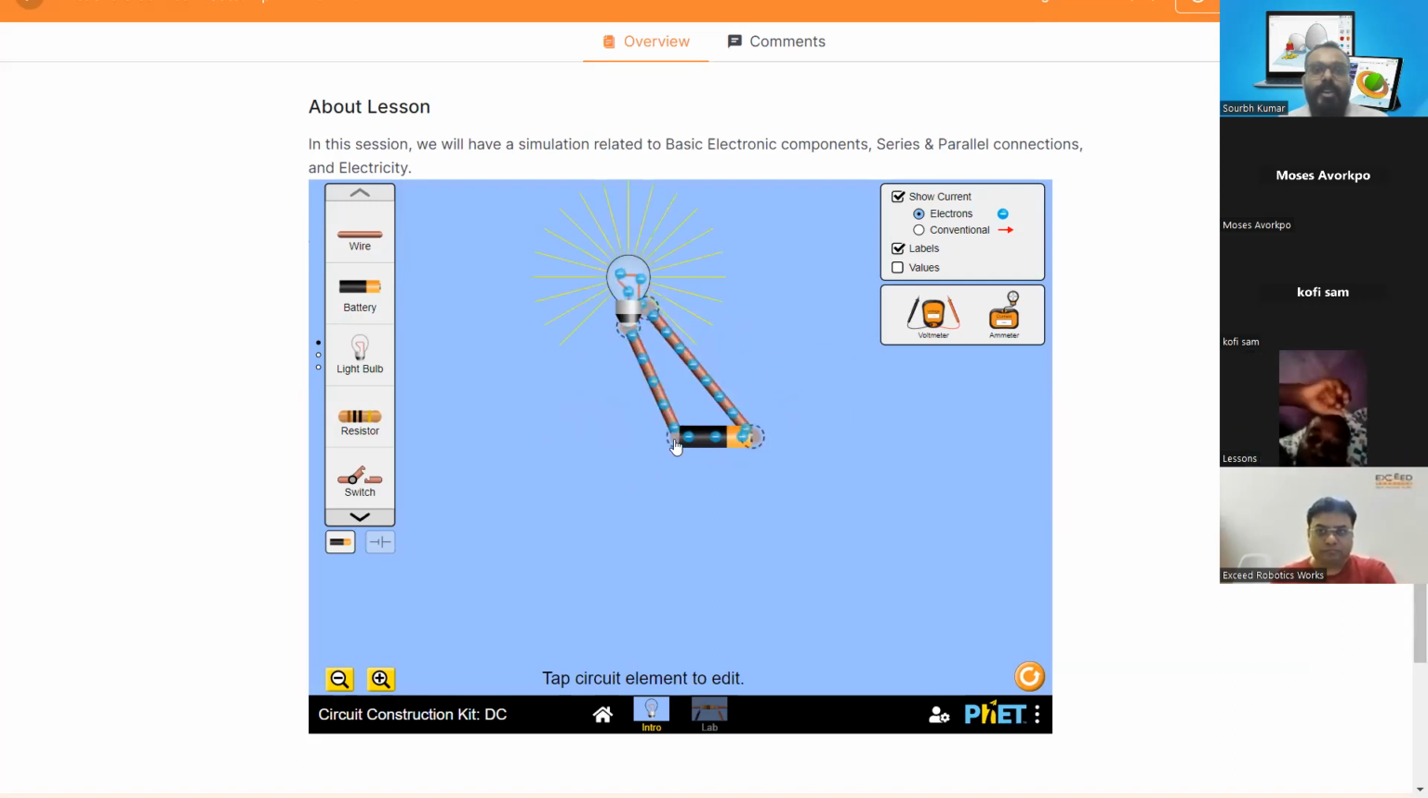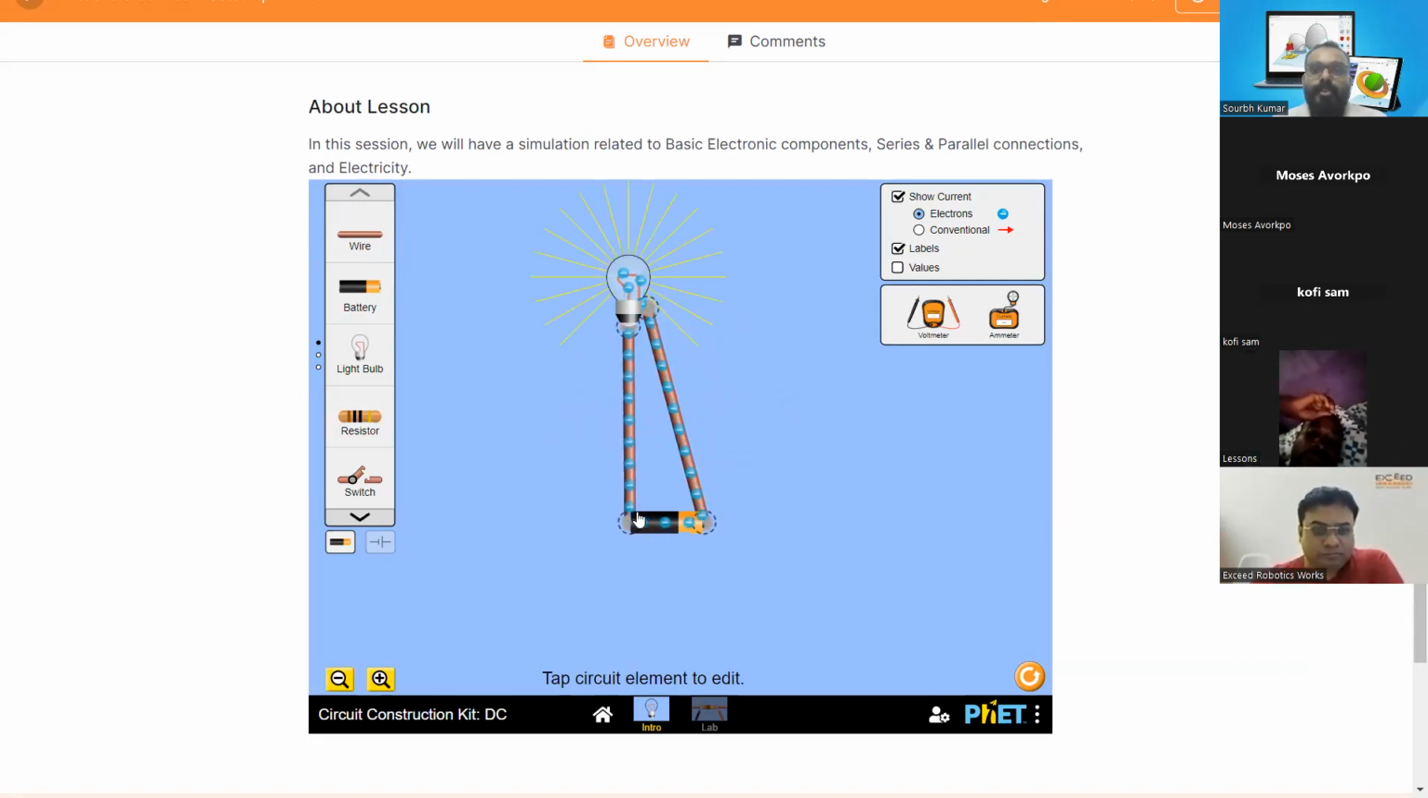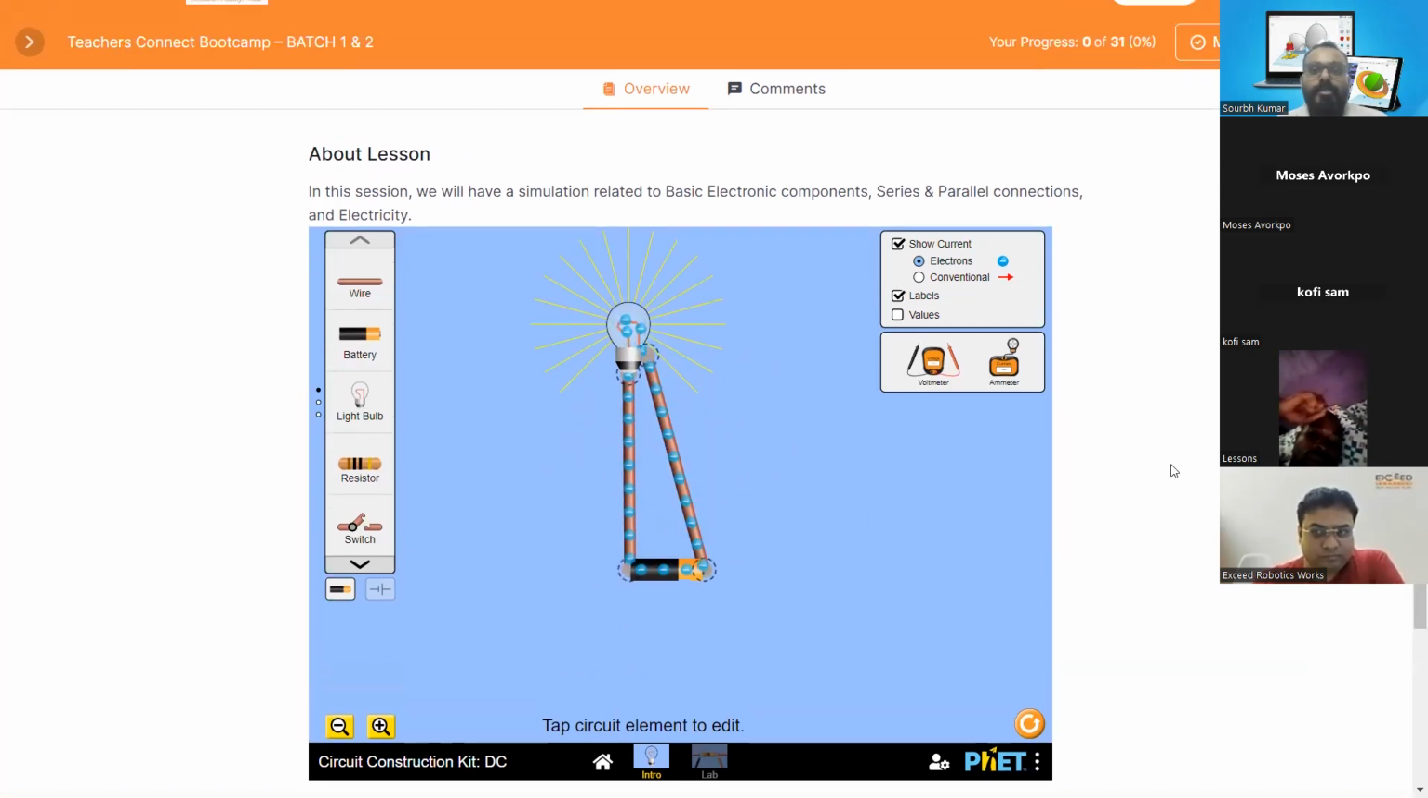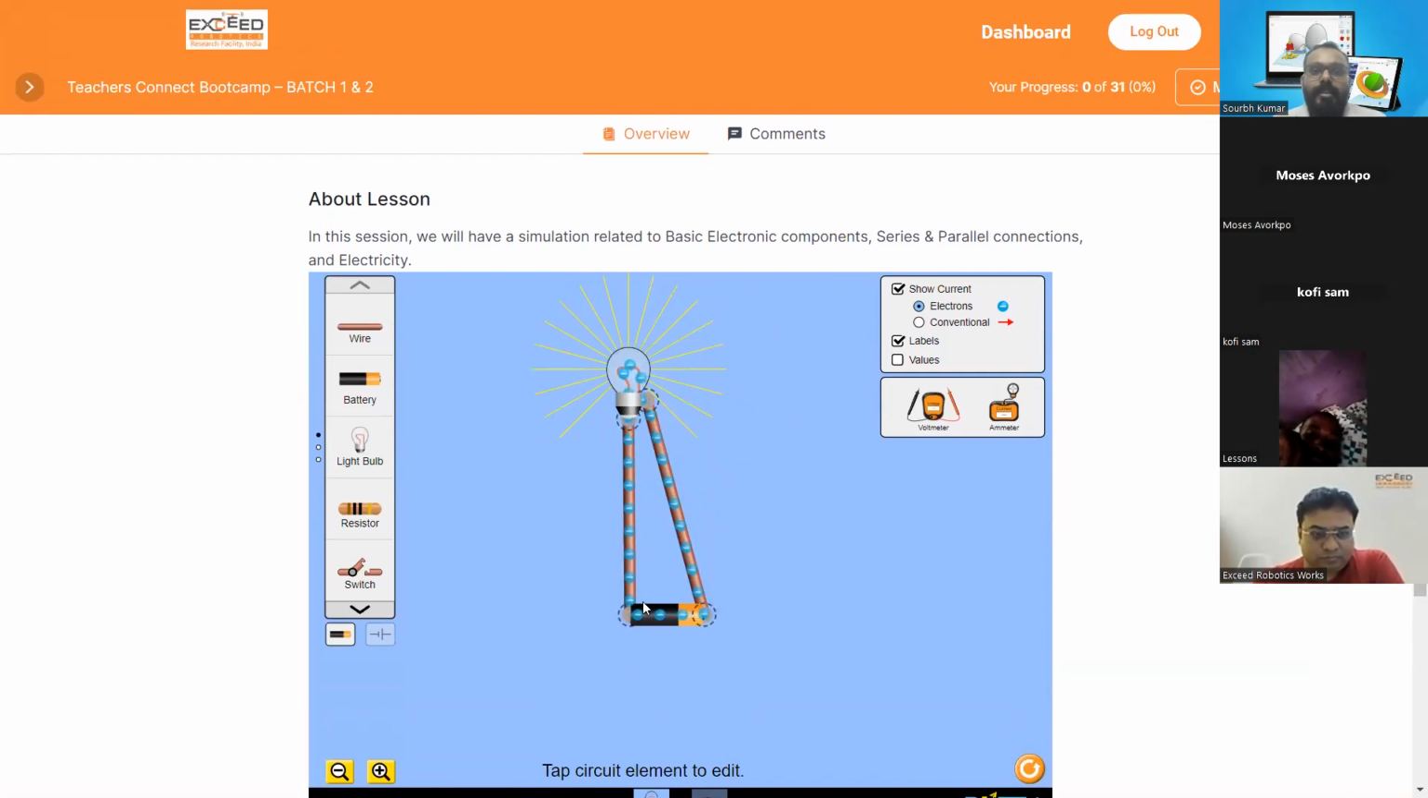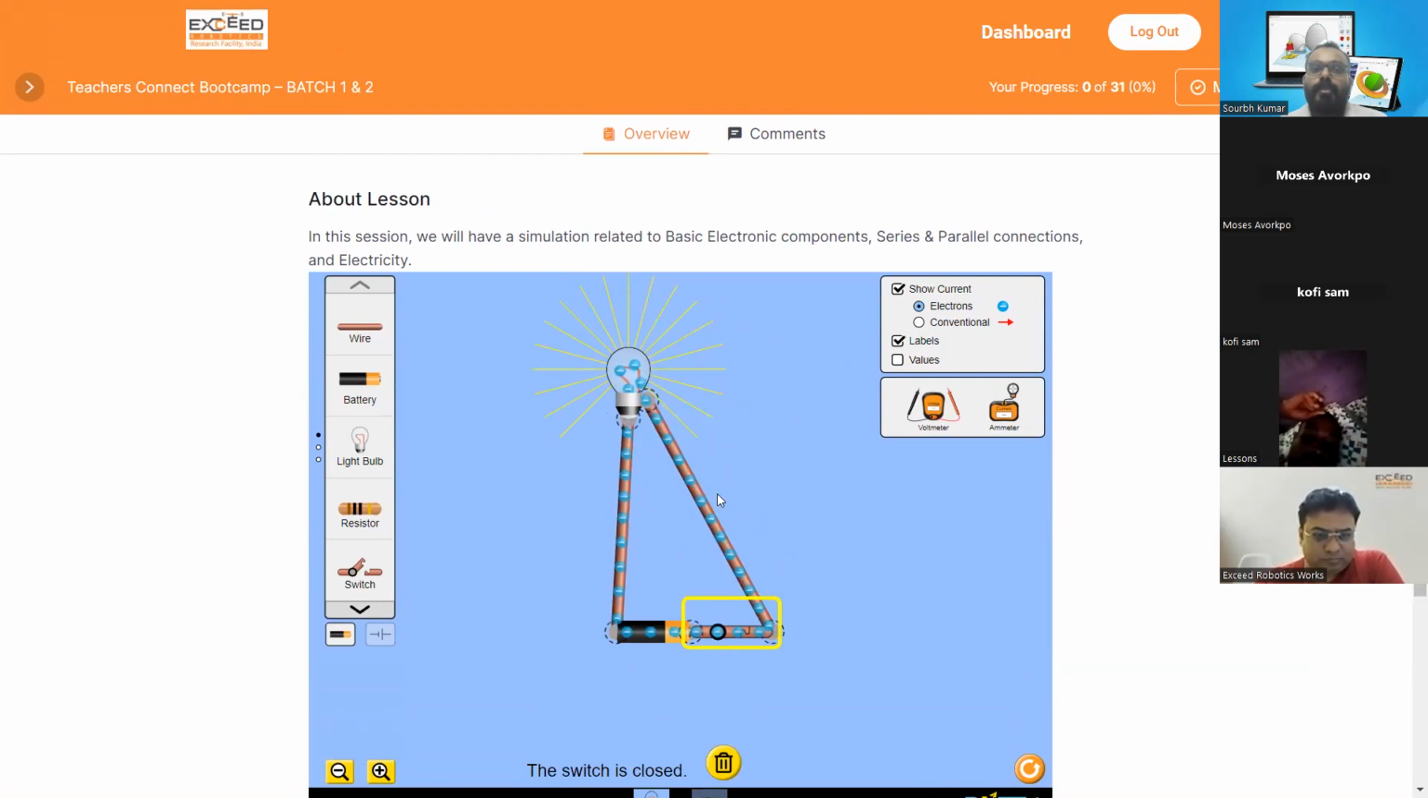Let's see one of the examples to understand how we will do the simulation in our platform. This is the example where we are utilizing the batteries, wire, and the bulb, right? Apart from this, if we cut it down and bring a switch in between and connect the wire again, if we close the circuit, then electricity will start flowing from the wire to the end of the bulb itself, and it will help the bulb to glow.